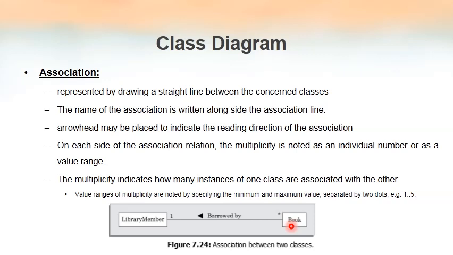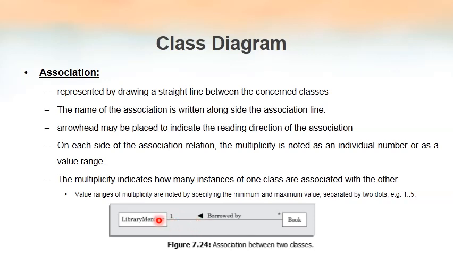So we can read this as, and we can see the number 1. Here only the number 1 is mentioned. So this entire association can be read like this: 0 or more books can be borrowed by one library member. This is what we mean by multiplicity. This is 1 and star. This multiplicity can also be represented like this, as we can see in this example.